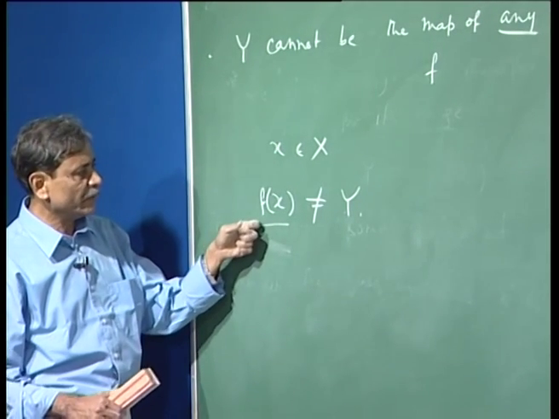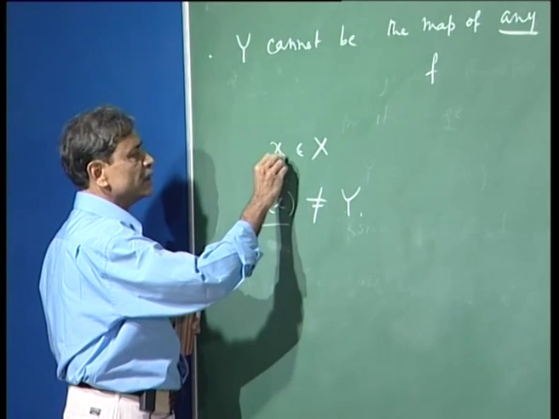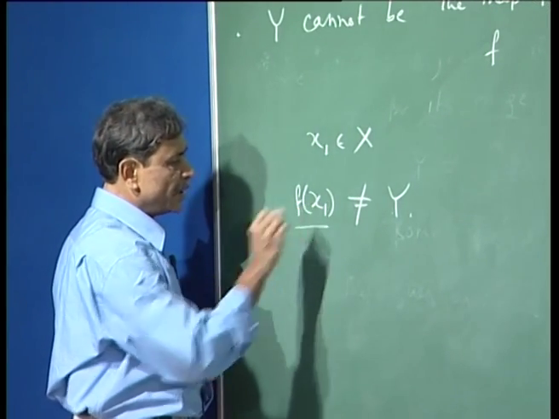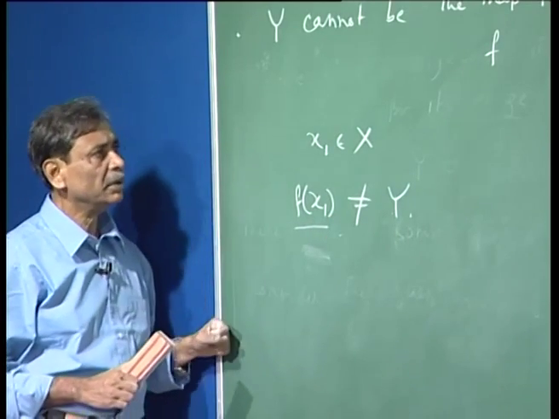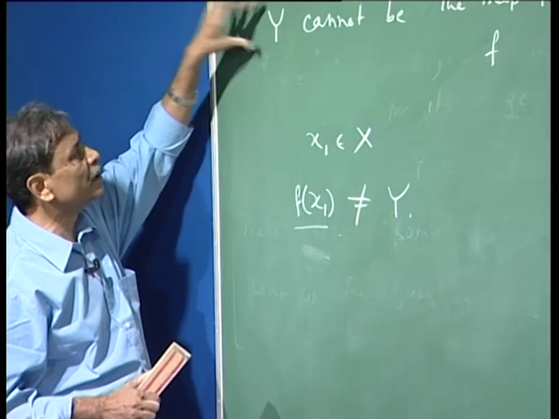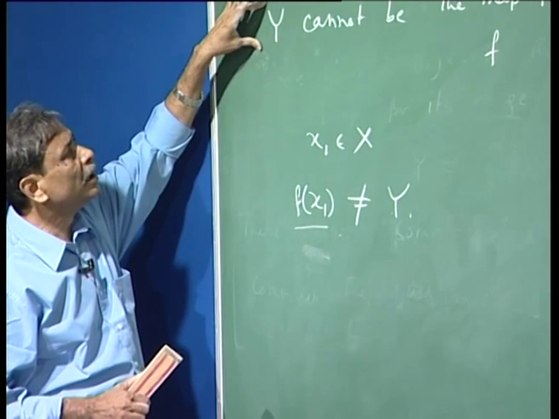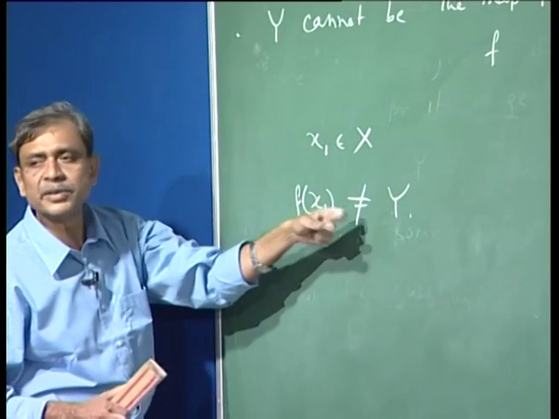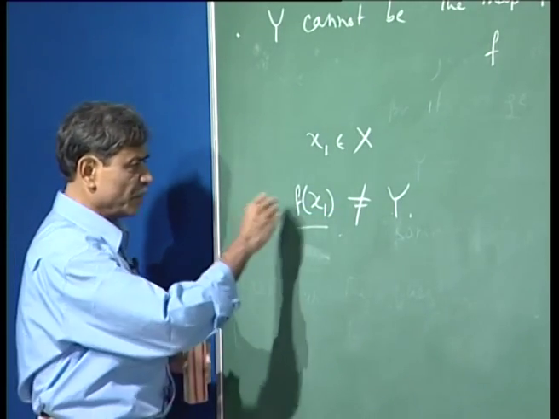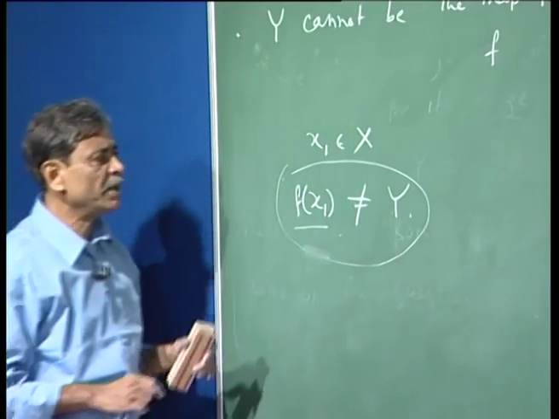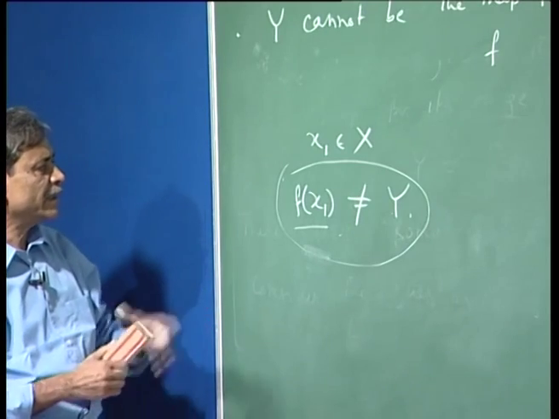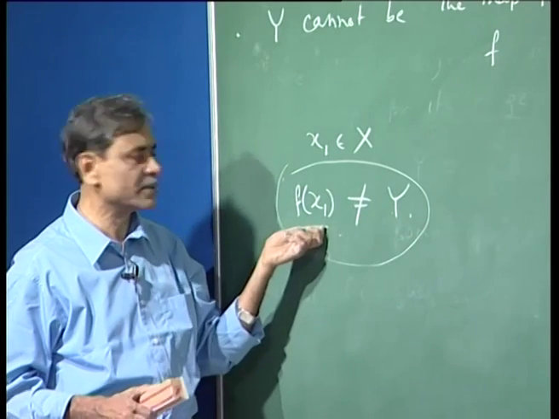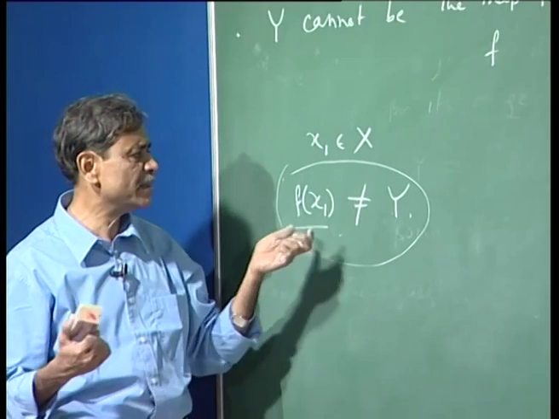The way we achieve this for a particular x, let us say x1, is that we want to ensure the condition that f(x1) is not the same as Y. This statement will be correct if we manage to do this for every element x1. Now, two sets can be unequal because either this has an element which this does not have, or this has an element which this does not have, right? That is how we can say two sets are not the same.